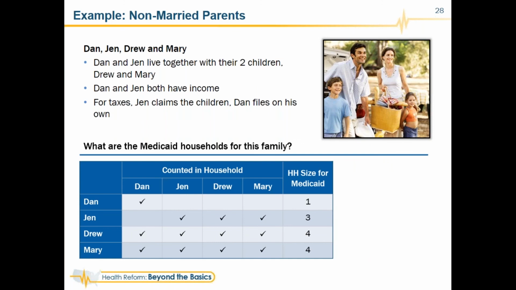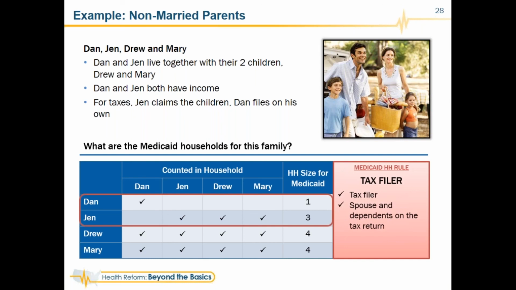So now we're going to look at another family. We have Dan and Jen, who live together with their 2 children, Drew and Mary. And Dan and Jen both have income. For taxes, Jen claims the children, and Dan files on his own. So they're not married, and they've decided that Jen's going to be the person to claim their children on the tax return. If we look at Dan first, Dan is counted as a household size of 1, right? He's the tax filer. So who's counted in his household? His spouse or dependents on the tax return, which there are none. So he is a household size of 1. Just he himself is counted in his household.